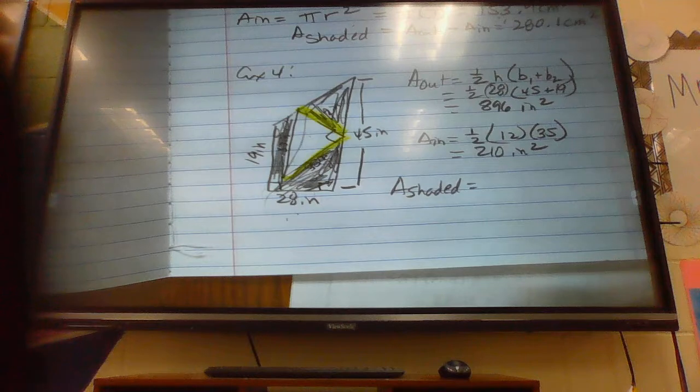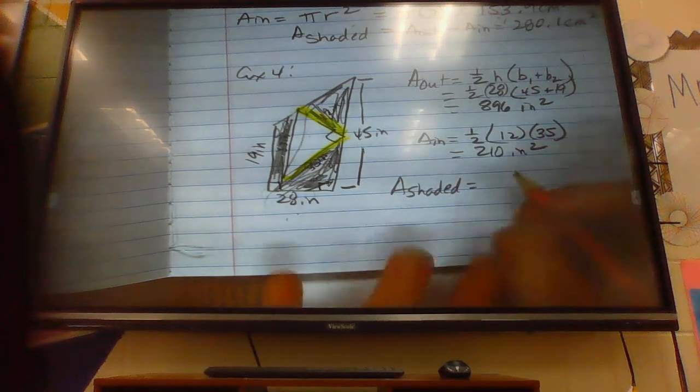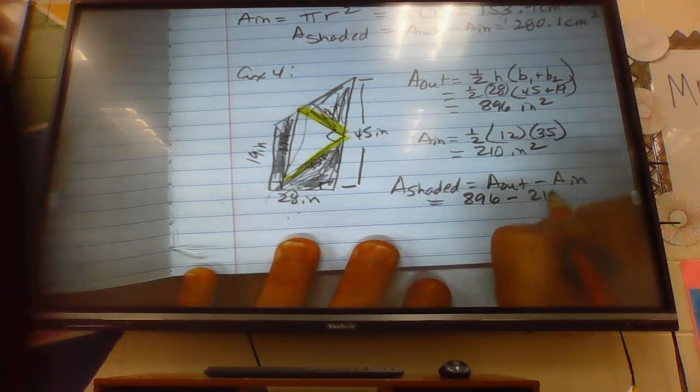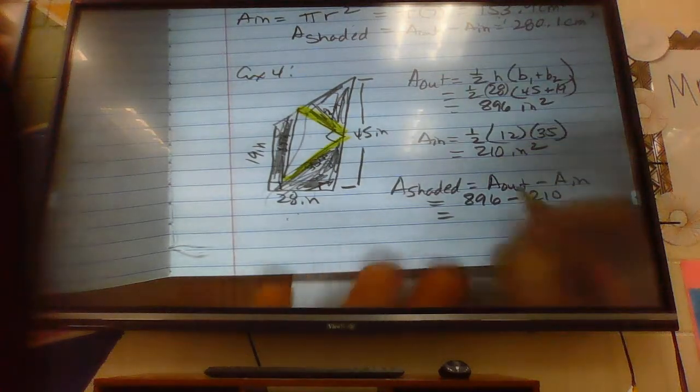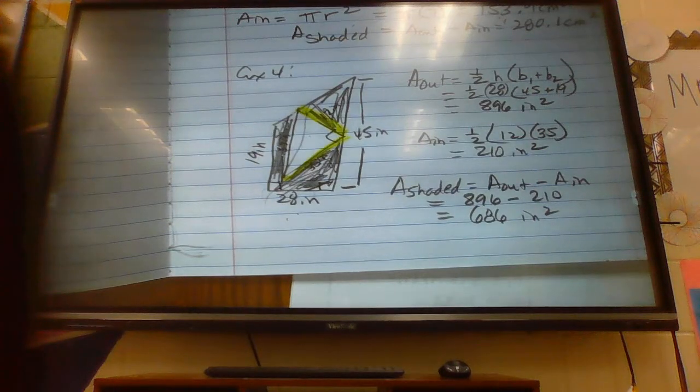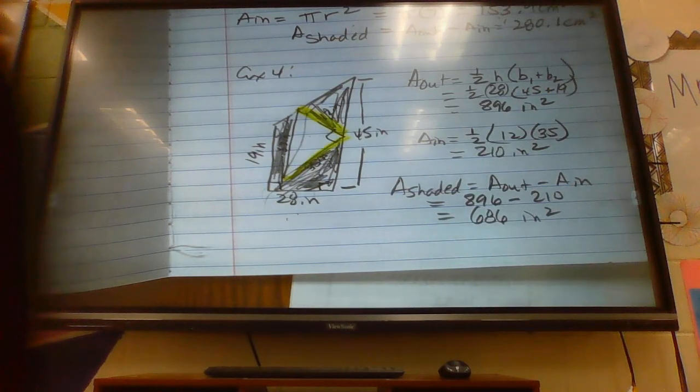So Ryan, how do I get the shaded area? Okay, so 896 minus 210 equals 686 inches squared. Alright, tonight's homework, you're gonna do the same thing. You're gonna find the area of the entire region, then you're gonna find the area that's not shaded inside and subtract the two.